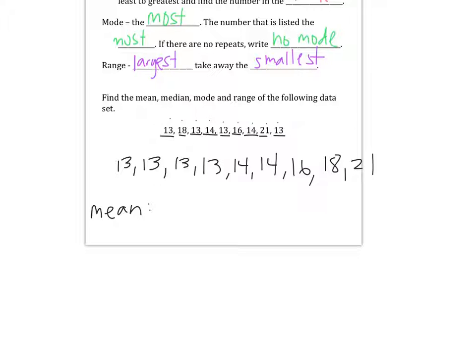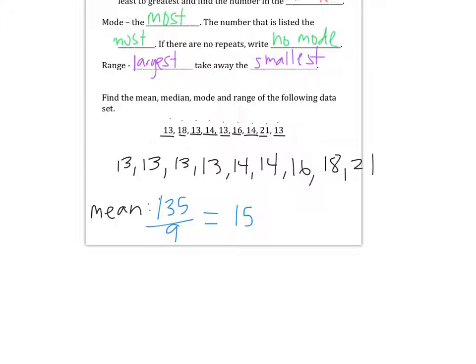So I'm going to add up all the numbers. 13 plus 13. So 4 13s plus 2 14s plus a 16, 18, and a 21. And make sure you can do that on your calculator so you know to follow along. And I get 135, but we have to divide by 9 because there's 9 total numbers. So 135 divided by 9 is 15 for the mean.